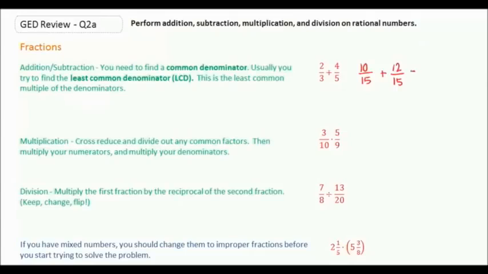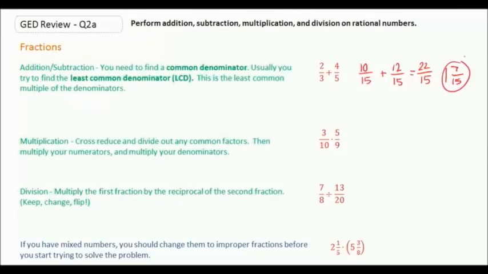And now, since we have the same denominator, we can add our numerators. Our denominator stays the same. And we want to make sure we change that into a mixed number if we have an improper fraction. So our answer would be 1, because 15 goes into 22 once, and there'd be 7/15 left over.